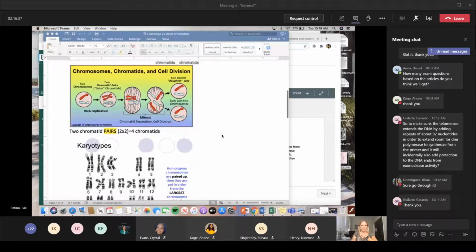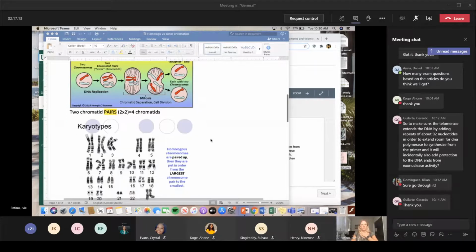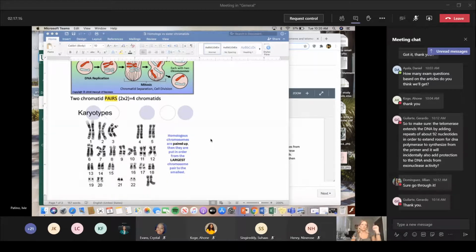And we term them chromatids because they're still attached at this centromere. Now if you look at this image, we have two chromosomes, one from mom, one from dad. Now we're going to prepare for mitosis, so we're going to replicate ourselves. Now we're lining up and then we're getting pulled apart. And now each daughter cell has a copy, so we're back to one chromosome for each. So 2 chromatid pairs, 2 times 2 is 4 chromatids. That's what this is saying up here. There's 2 chromatid pairs. Pair means 2, so there's 2 pairs, that's 4 chromatids.